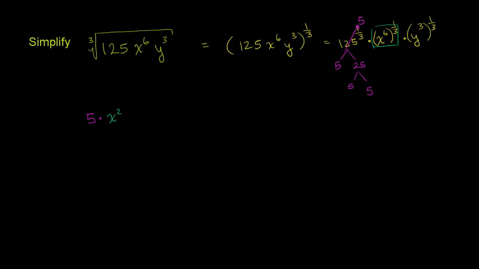X squared. And then finally, over here, same principle, raising y to the third power, and then that to the 1/3 power. So that's going to be y to the 3 times 1/3 power, or y to the first power, and then times y. And we are done. And if you don't want to write this little multiplication here, you can just write this as 5x squared y. And we have simplified.